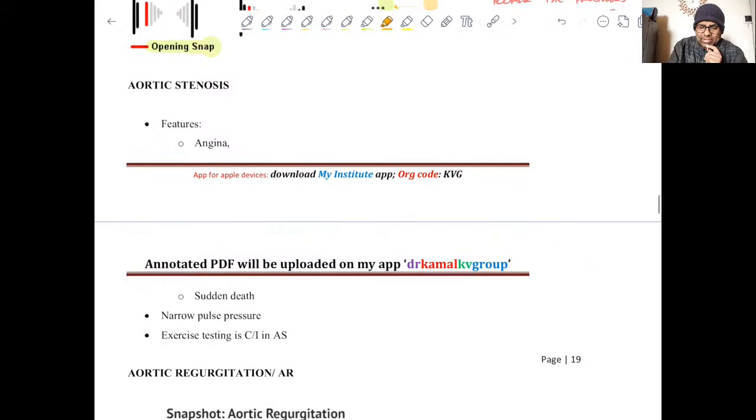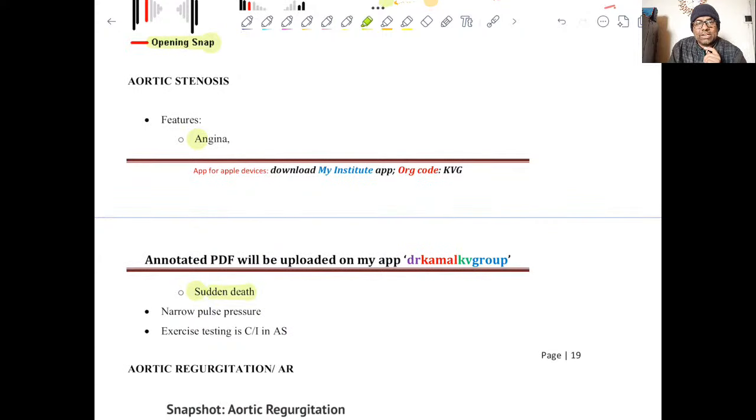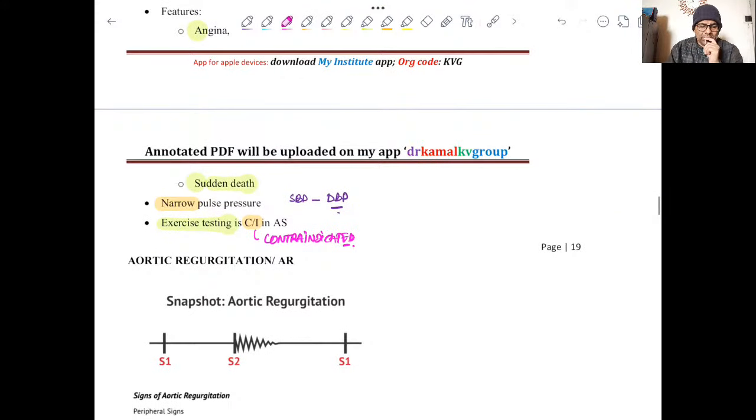Now how to identify it in your question? There will be angina, and yes, there is possibility of sudden death. And there is narrow pulse pressure. Now what is pulse pressure? This is systolic blood pressure minus diastolic blood pressure. And in aortic stenosis there can be sudden death, so we always say please don't do any exercise testing. It is contraindicated. Yes, there will be a systolic murmur.